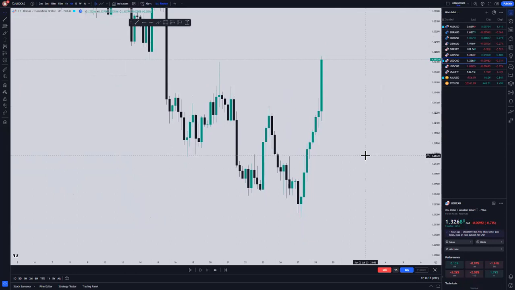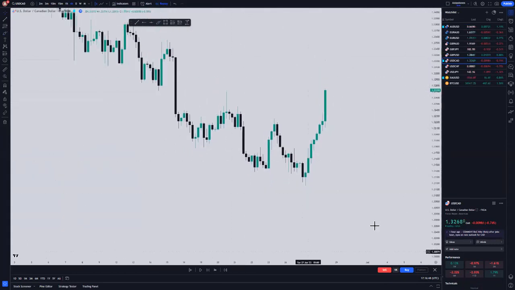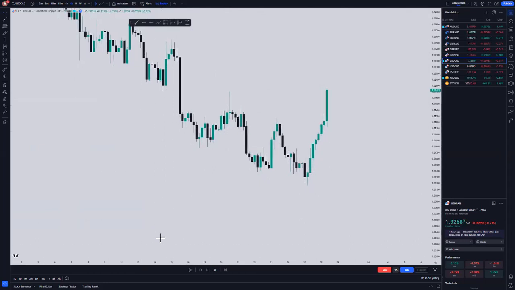Basically, today we're going to take a look at this pair, USD card. We have been experiencing a little bit of ups and downs. What I'm going to explain today is just a little thing like you see around here. Like you see here, we have broken this structure on our time frame.